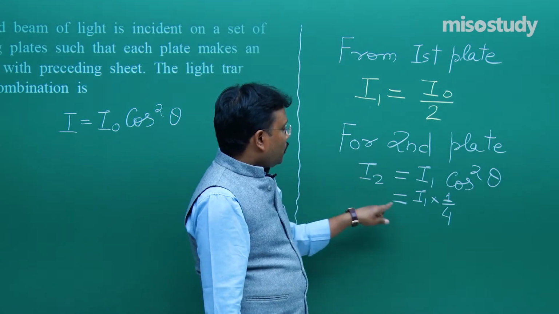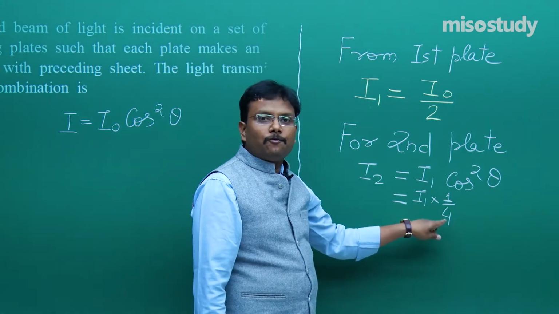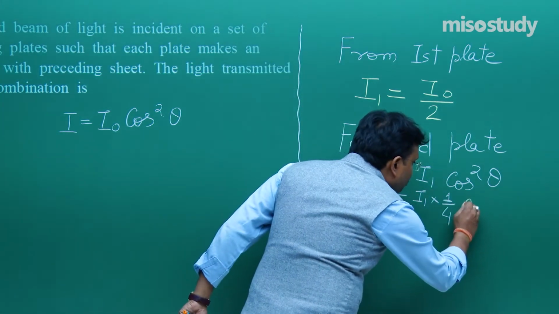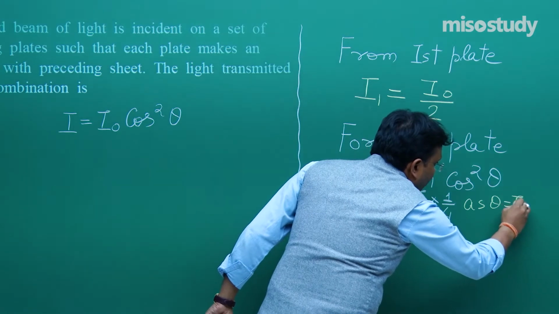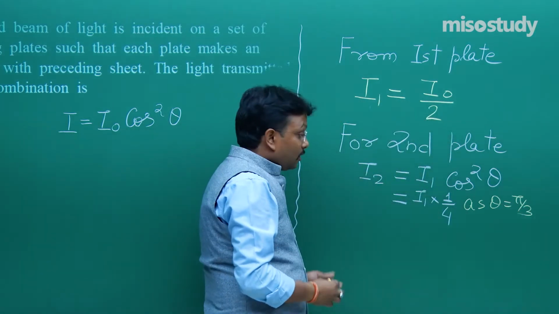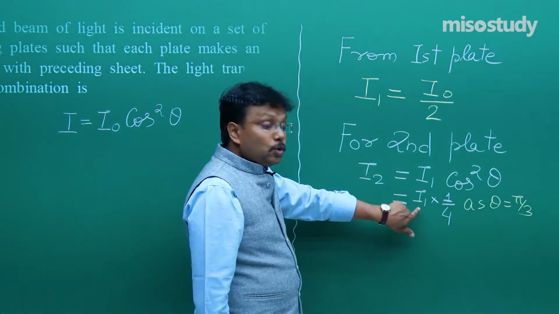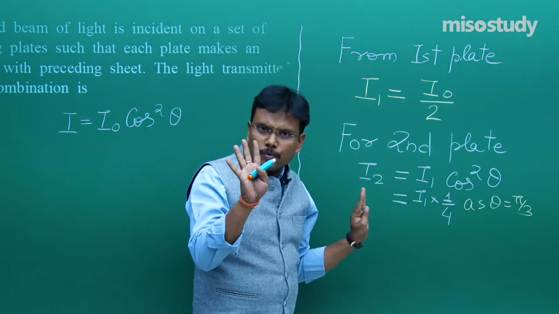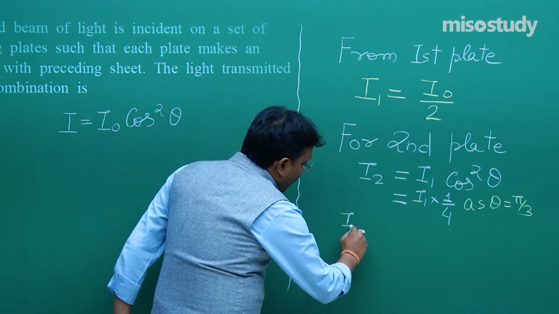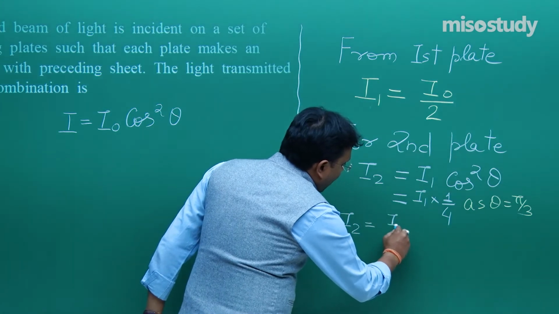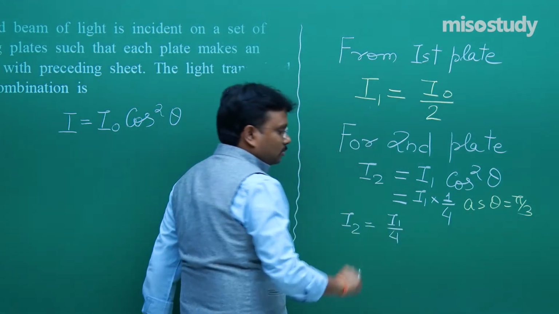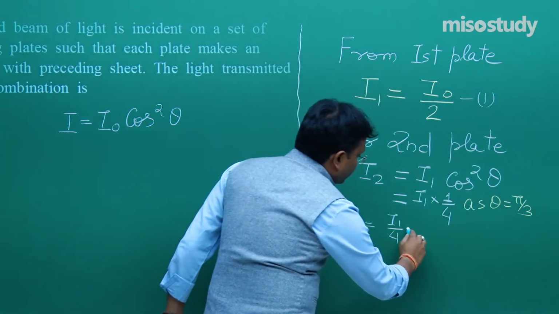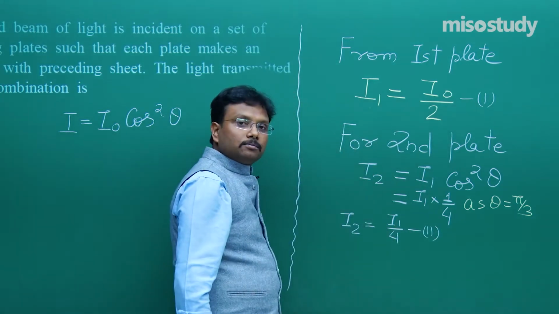Okay. I2 is equal to I1 into 1 by 4. Why? Because theta is equal to pi by 3. Fine. At any point of time you can use this value of I1 as I naught by 2, but for the time being we are not using that. So what we can say, I2 is equal to I1 by 4. Fine. So if it is equation number 1, it is equation number 2.